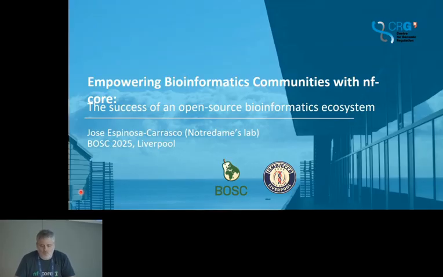I'm working as a bioinformatician at the lab of Cedric Notredame at the CRG. And actually, this is the lab where Nextflow was originally developed, as we have already mentioned during the previous session. I'm also a member of the nf-core team. And today I will try to convince you that Nextflow and nf-core could be very helpful in your research.